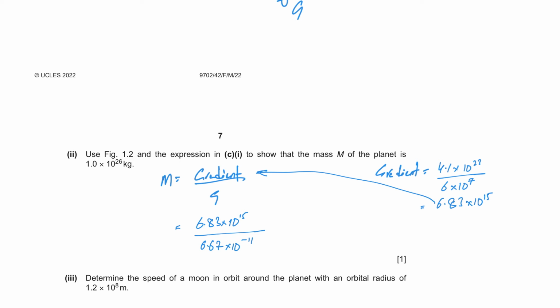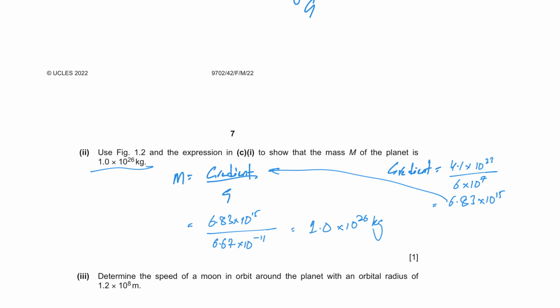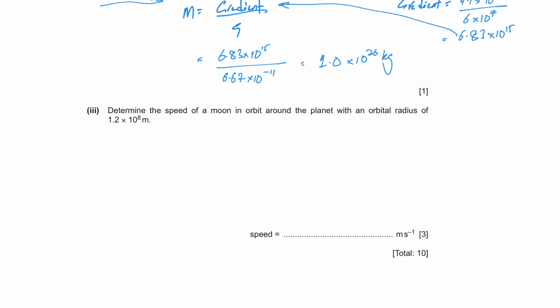And that gives us the mass of the planet M, which is equal to 1.0 × 10^26 kilograms, hence shown. Part 3 says, determine the speed of a moon in orbit around the planet with the orbital radius of 1.2 × 10^8 meters. They've given us the radius. We know the mass of the planet. They want us to find the speed of the moon.